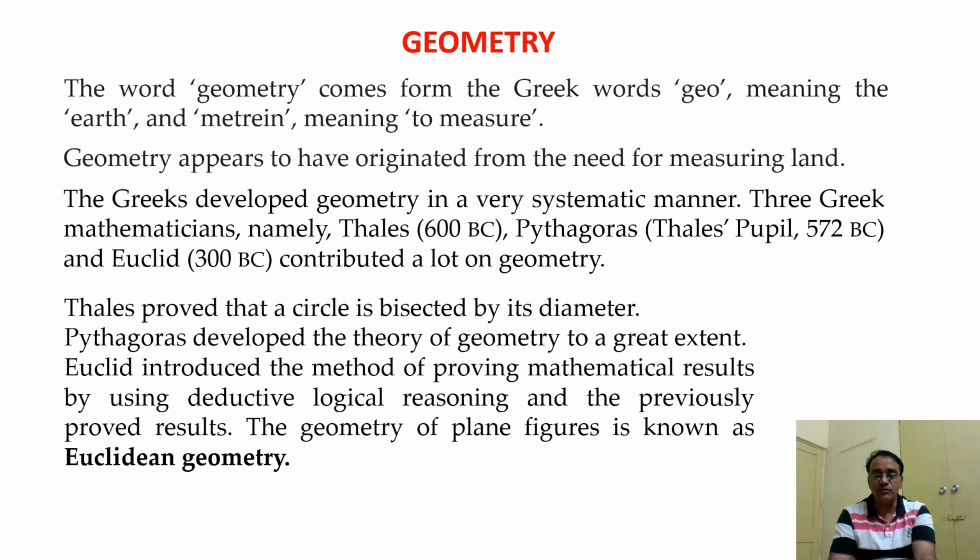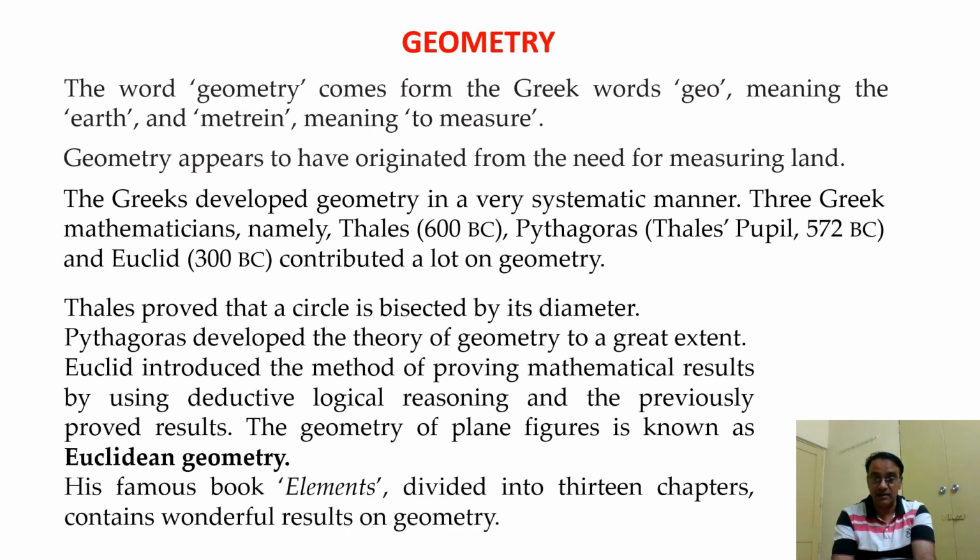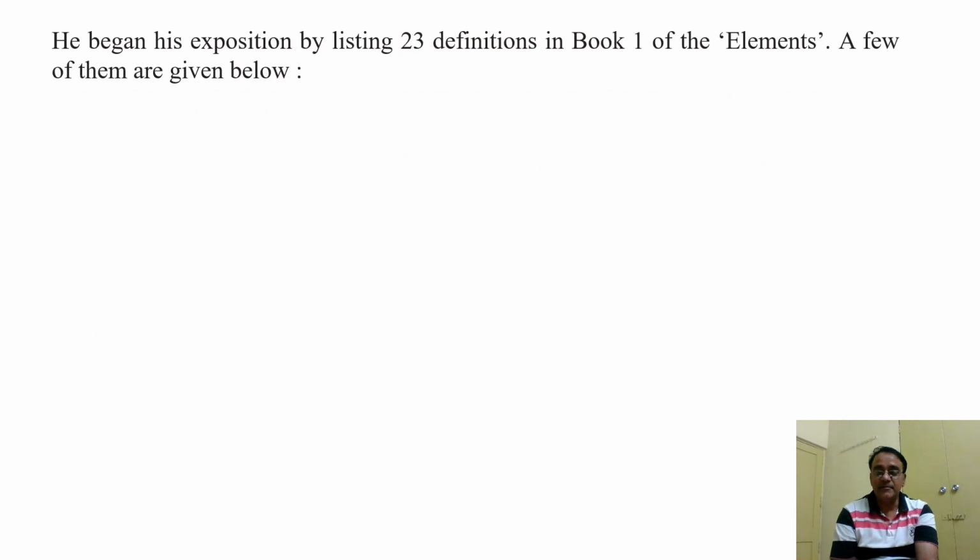Okay, so now we'll move towards the next topic. This is also his famous book Elements, divided into 13 chapters, containing wonderful results on geometry. He began his exposition by listing 23 definitions in book 1 of the Elements, and a few of them we are going to discuss. The first one is that a point is that which has no part.